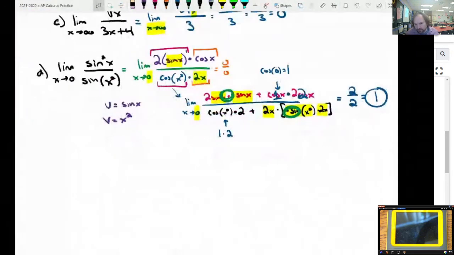L'Hopital's rule didn't work the first time. It still gave us an indeterminate form right there. But if we did it again, we got something that did give us a final answer. So that's a good example of a double L'Hopital's rule.